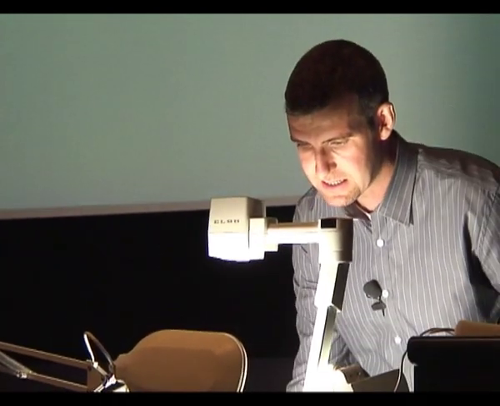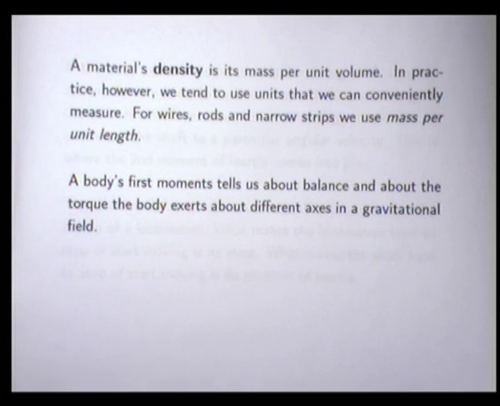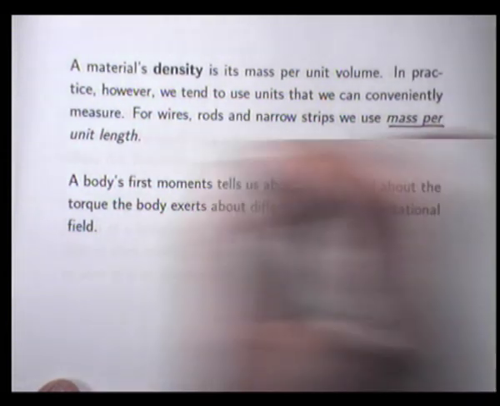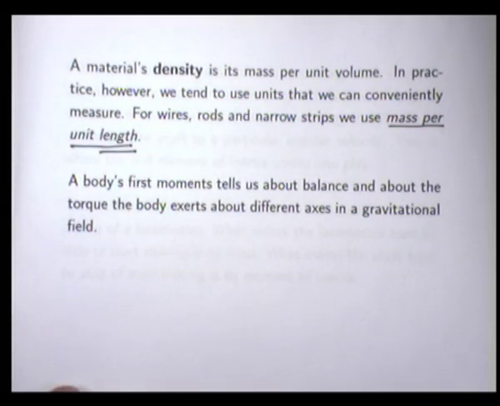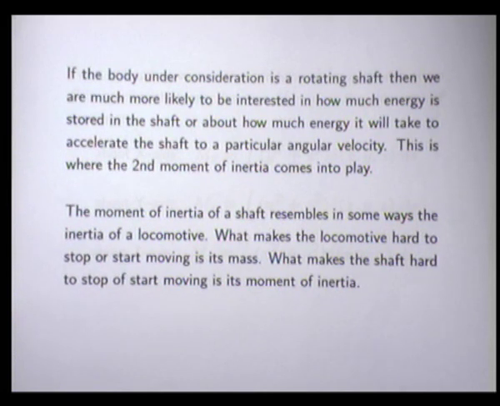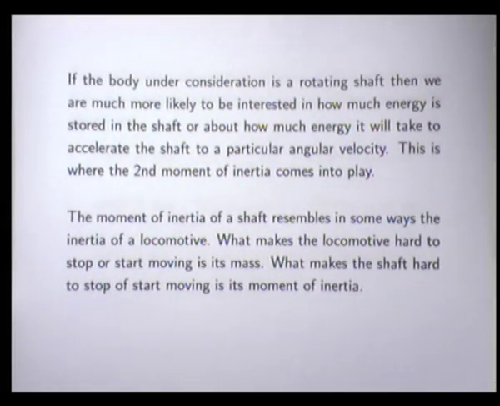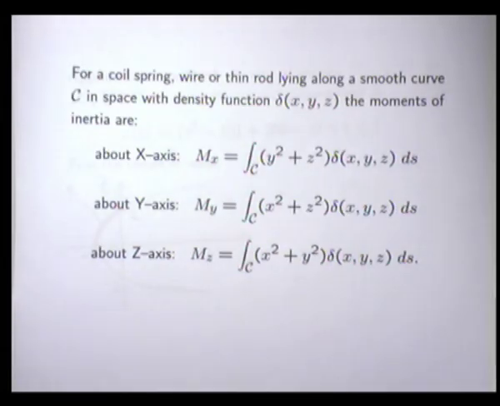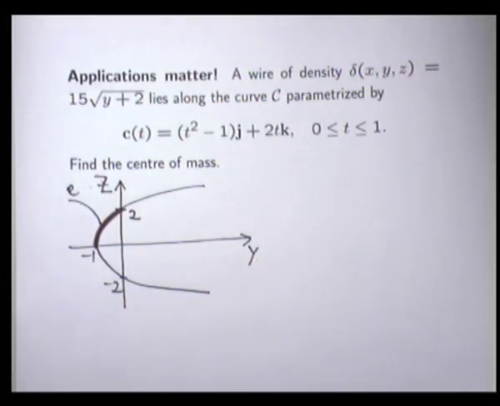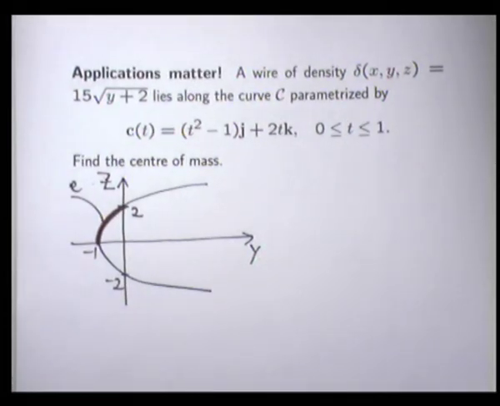Okay, so one important thing to remember here is that for these coils and wires, we use mass per unit length to measure density. Okay, so let's do an example. It's a little something on the moment of inertia. Some more formulas, but I don't really want to talk about them at the moment. I want to actually calculate a particular example.